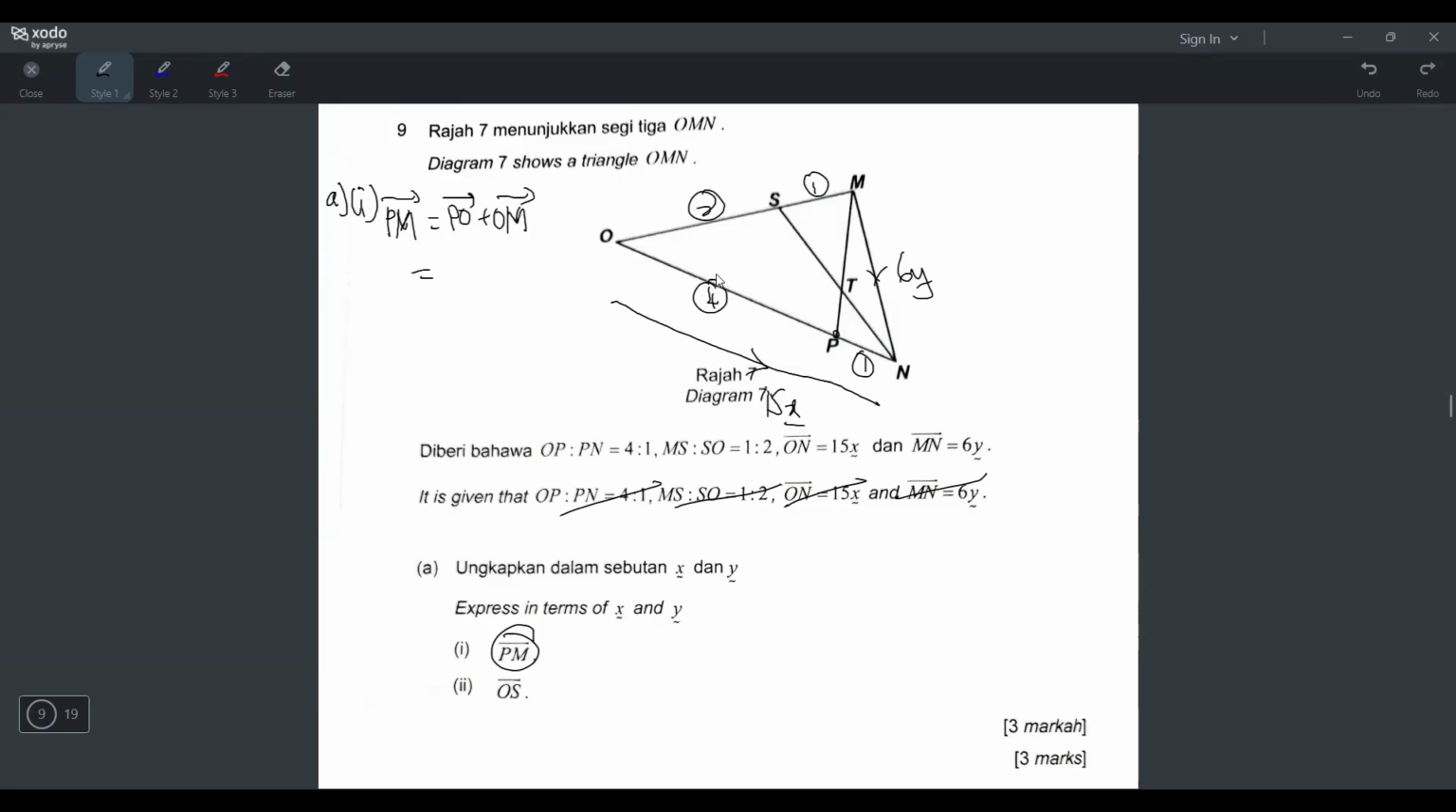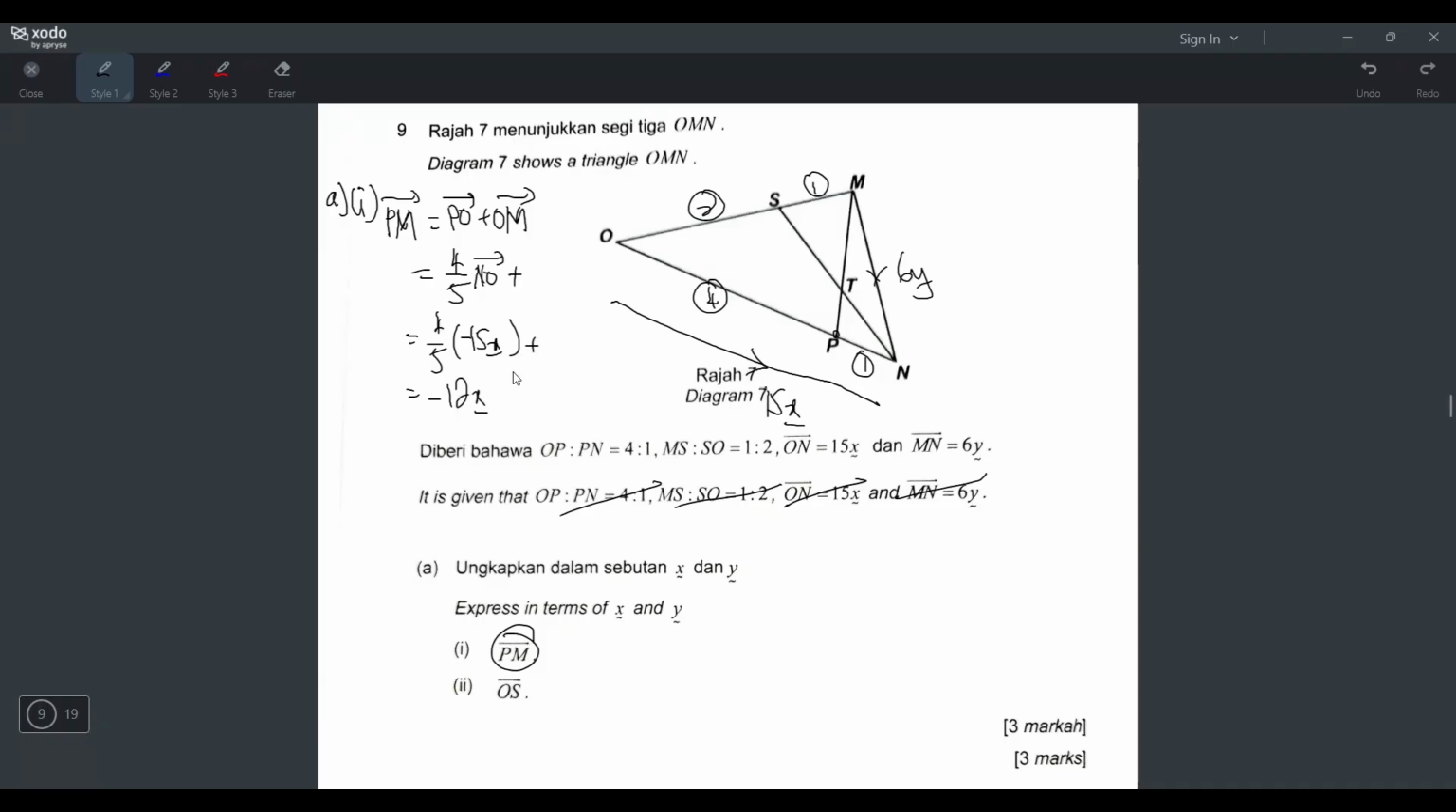What is vector PO? PO you don't have, but you know PO is a part of NO. Vector PO is a part of NO. So P to O, the portion is 4 out of 5, because P to O is 4 portions out of 5 portions of NO. And you have the ON vector, which is 15x. NO will be negative 15x. And then when you cancel, you get 3 times 4, negative 12x.